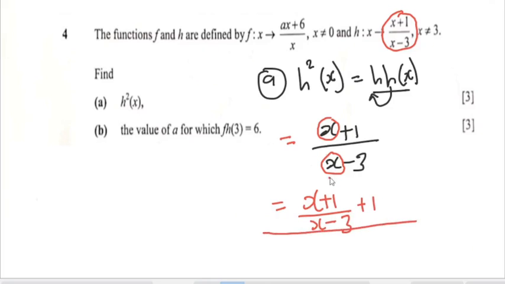Again, where there is this x, we put the same function. So we are going to have x plus 1 over x minus 3, then minus 3. So this is what we have.